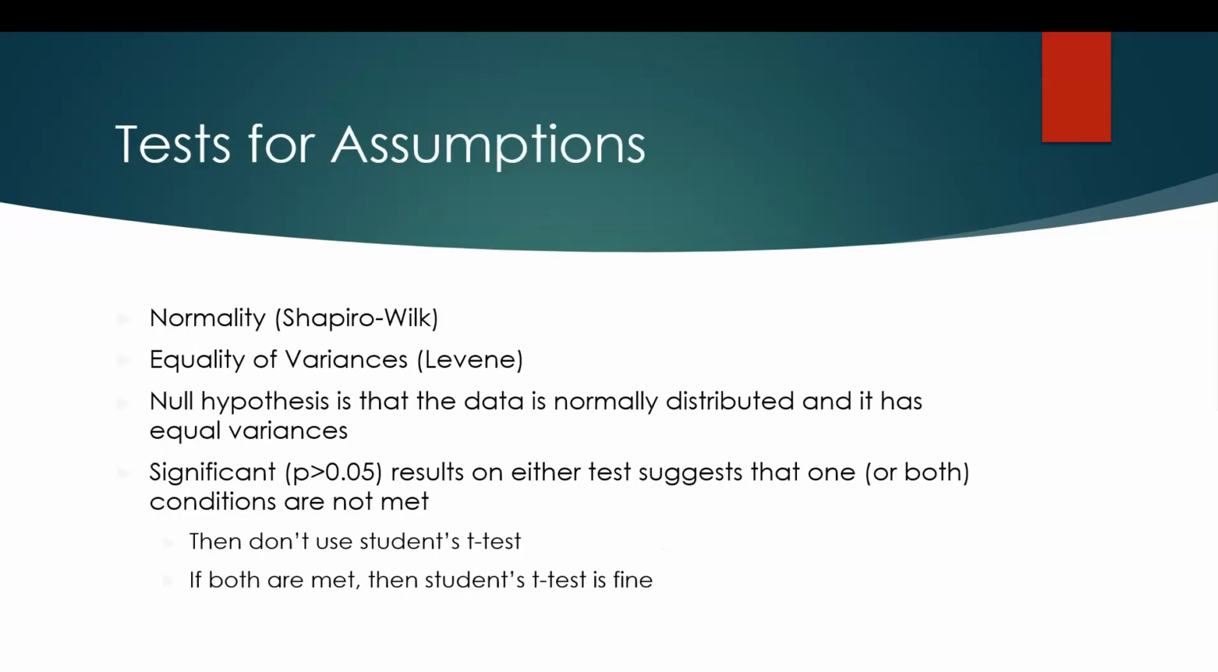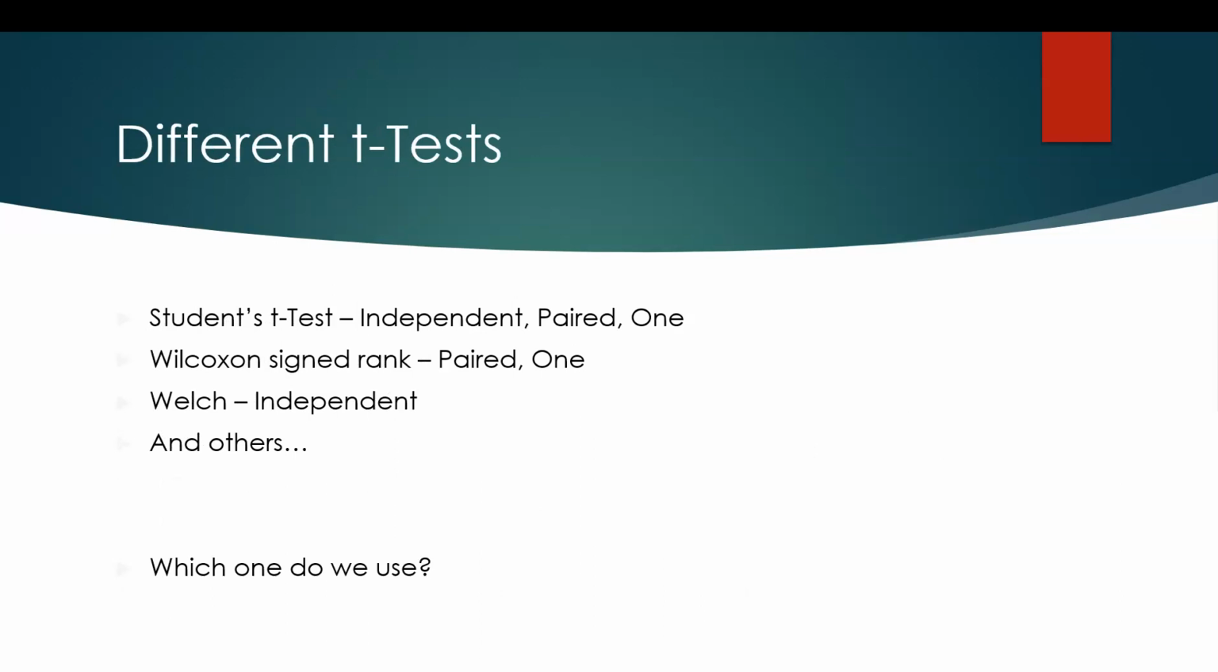So here's what we can do. Let's assume we meet our two assumptions, normally distributed and equal variance: student's t-test, we're good to go. If we do not meet either one of those tests, then for the paired sample and the one sample, we can use the Wilcoxon signed rank test. It does not presume normal distribution or equal variance. But for the independent scenario, the Wilcoxon is not available. We use Welch instead. And you'll see that when we get into JASP.